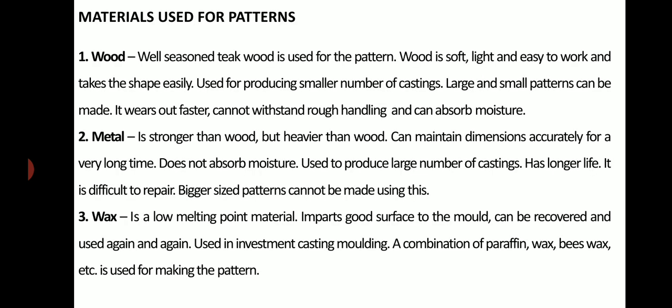Materials used for patterns. Wood. Well-seasoned teak wood is used for the pattern. Wood is soft, light and easy to work and takes the shape easily. Used for producing a smaller number of castings. Large and small patterns can be made. It wears out faster, cannot withstand rough handling and can absorb moisture.